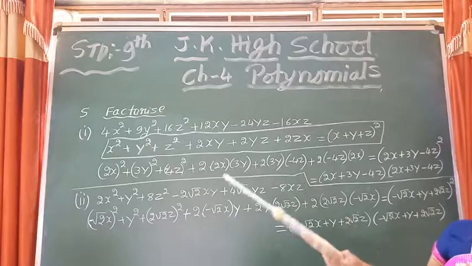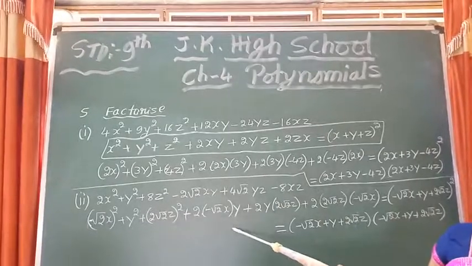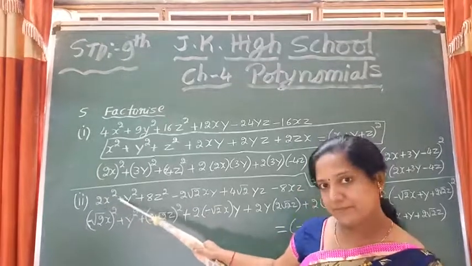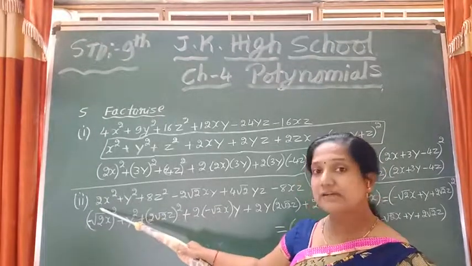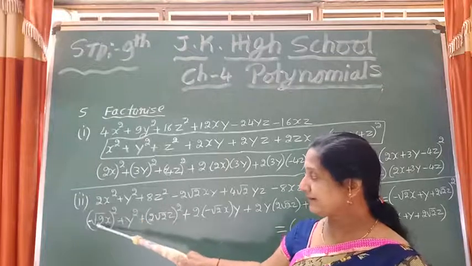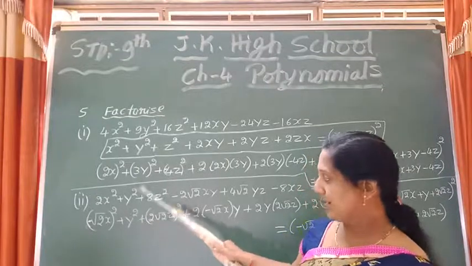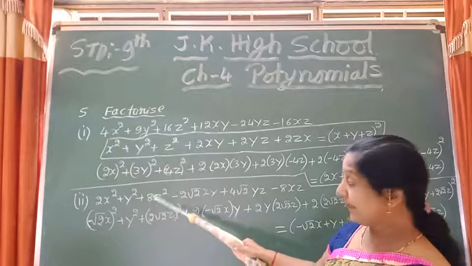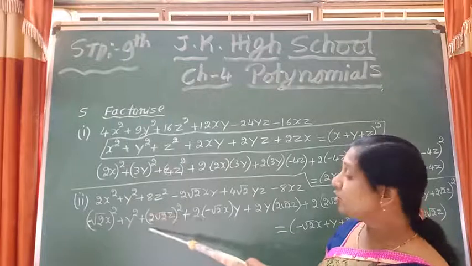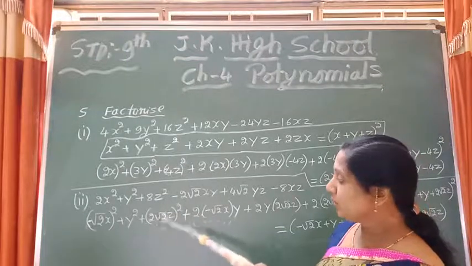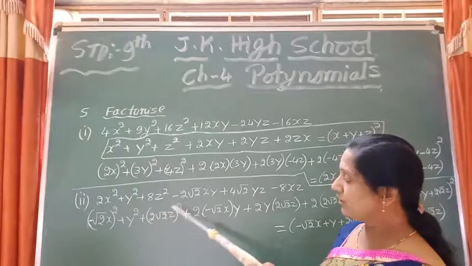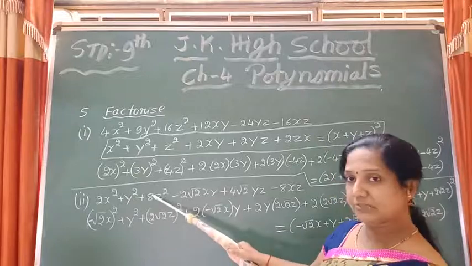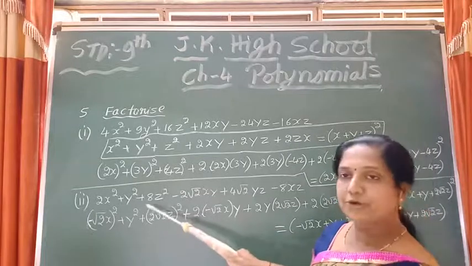Okay. The same method we have to follow for the second question. You observe the second question: 2x square is there, and 2 is not a perfect square number, so I can write it as root 2x whole square. Y square is already in square form. 8 is not a square number, so I can write 8 as 2 root 2 whole square. 2 root 2 whole square means 2 square, which is 4, into root 2 whole square, which is 2. So 4 into 2 is 8. If you simplify this, you get this term only.